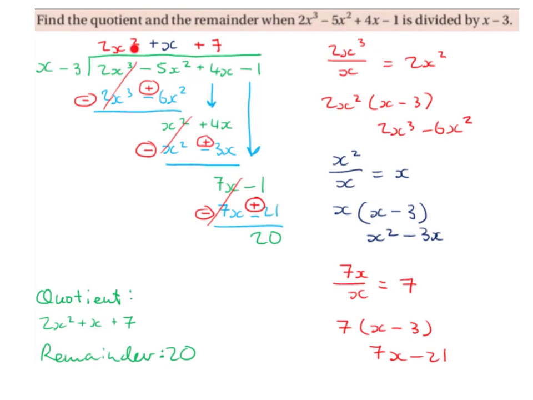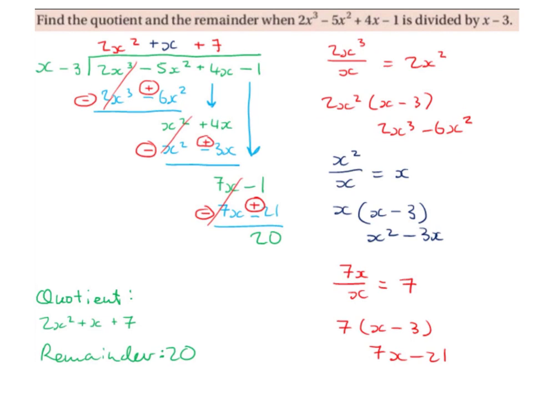Then we're going to multiply 2x squared by x minus 3. And we end up getting 2x cubed minus 6x squared. So we multiply these out to get 2x cubed minus 6x squared. And we bring those over here. So we've got 2x cubed minus 6x squared. We now change the sign of each of these. This becomes a minus and this becomes a plus. And I always circle my new sign.